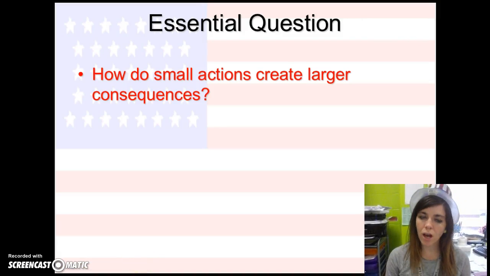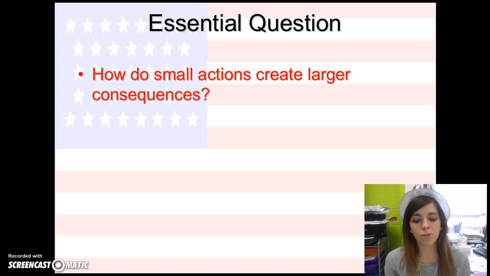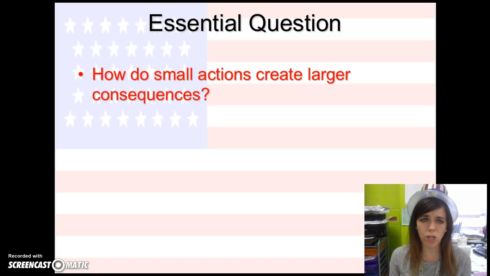So your central question, how do small actions create larger consequences? This is our overall theme, and for our World War I project, that is the question that we are trying to answer. How do all these small events lead to these huge catastrophic consequences, okay?